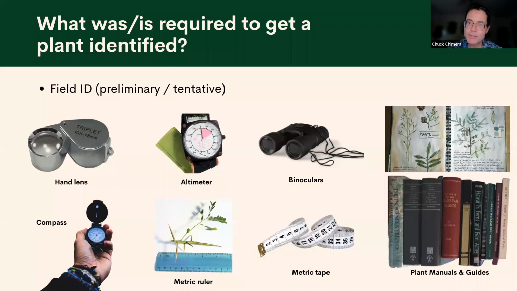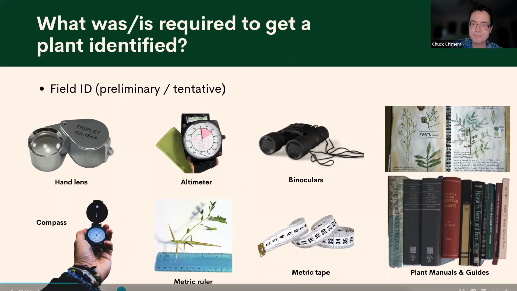And then rulers and other measurement devices to record plant measurements and also location can definitely help. Binoculars, if you're trying to identify parts of a tree or a plant that's out of reach, all of that can help with field ID. And the limitations, obviously, not everyone has access to all these items. And even if you do, you're not guaranteed to get an ID when you're in the field. The next slide, please.